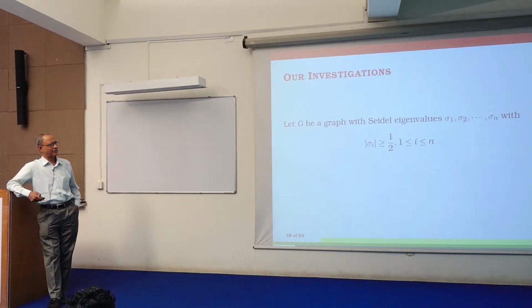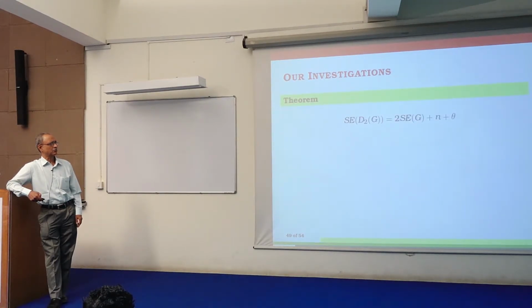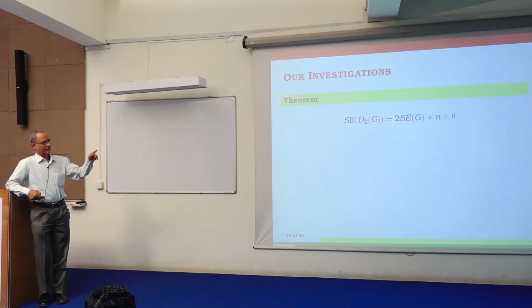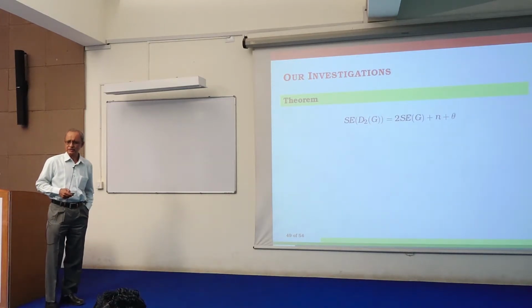Let G be a graph with Seidel eigenvalues sigma 1, sigma 2, and so on, with the condition that the absolute values of all the Seidel eigenvalues must exceed 1/2. Then theta is the difference between the number of positive and negative Seidel eigenvalues of G. Then we have this result: the Seidel energy of the shadow graph of G is twice the Seidel energy of G plus n, the number of vertices, that is the order, plus theta, the difference between the number of positive and negative Seidel eigenvalues of graph G.